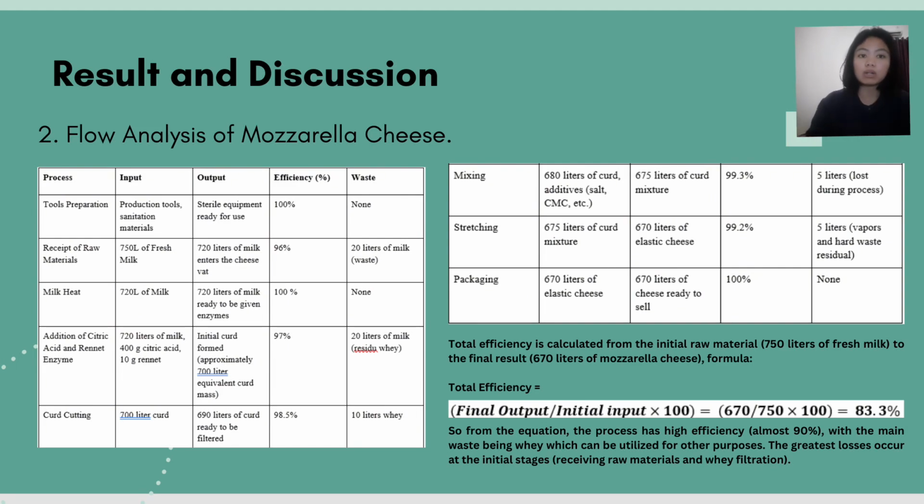So in our case, 670 divided by 750 times 100 equals 83.3%. From the equation, the process has high efficiency, almost 90%, with the main waste being whey, which can be utilized for other purposes. The greatest losses occur at the initial stages, receiving raw materials and the whey filtration.